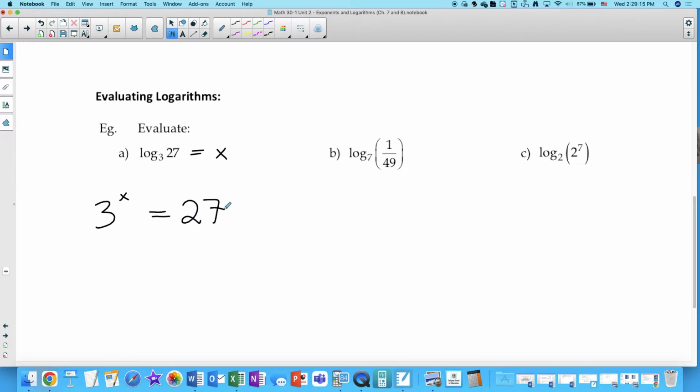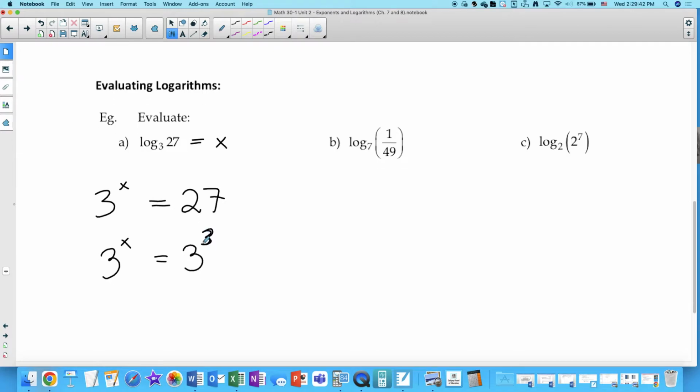So what I have essentially done is created an exponential equation, which we looked at yesterday. Okay? Now, to solve an exponential equation graphically, we can use change of base. So if I can write 27 using a base of 3, which I can, it's equal to 3 cubed, then I can drop the bases and conclude that x equals 3.